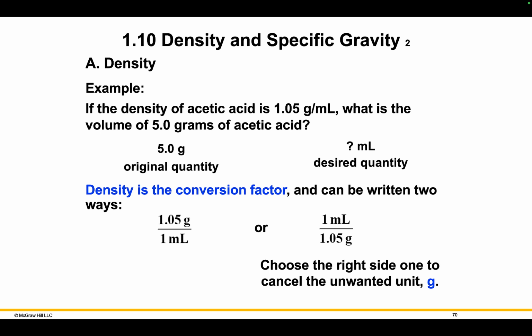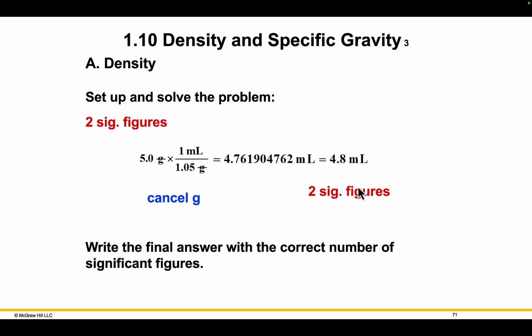Or you can go ahead and use that railroad method again and use the density as a conversion factor. If I start with 5 grams of the original quantity, I need to use a conversion factor where I have grams in the denominator in order to cancel out. I'm going to use this second conversion factor to cancel out my grams and end up with an answer in milliliters. So I set up 5 grams times the conversion factor 1 milliliter over 1.05 grams. Those grams cancel out, and I am left with this on my calculator.